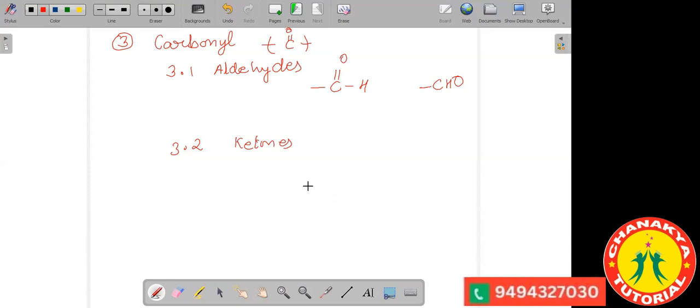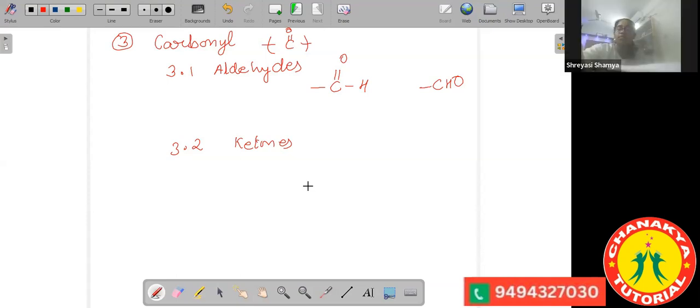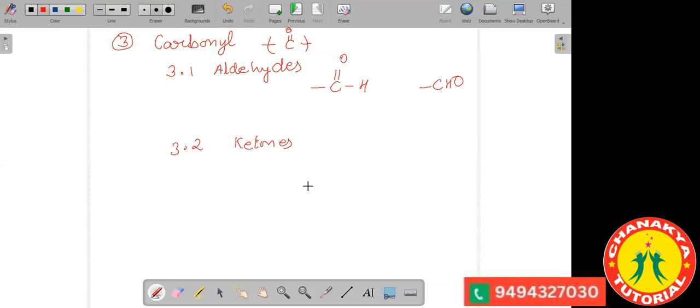And how do we name them? By removing E and adding OL. Okay, remove E from the terminal and add OL. For the aldehydes, the naming is something like this. You remove the E and add AL. Here we add the word AL. And we also count this carbon in the parent chain. The carbon of the aldehyde is also counted in the parent chain.